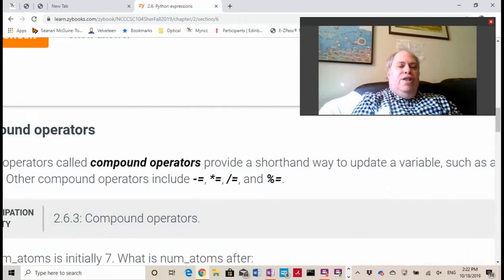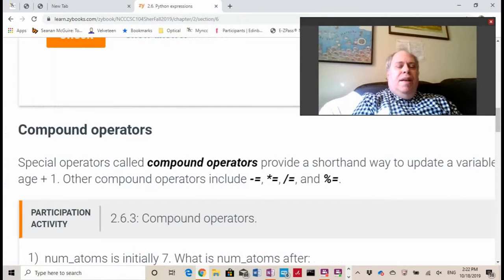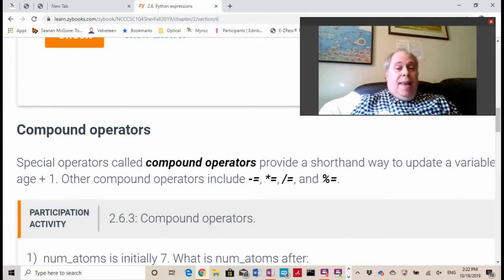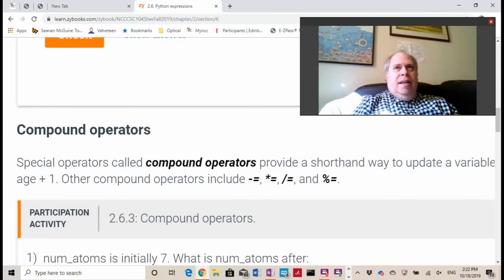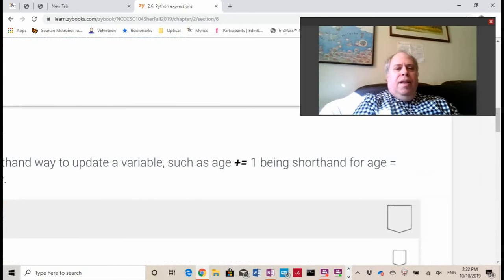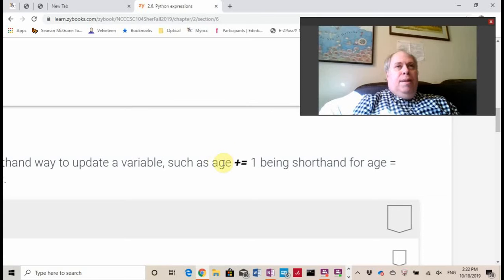Now, similarly, we have minus equals that will decrement by that much. Now this only works, by the way, with variables like age. You can't put arithmetic in here, and you can't put, say, 7 plus equals 1, because we don't want to change the value of 7.